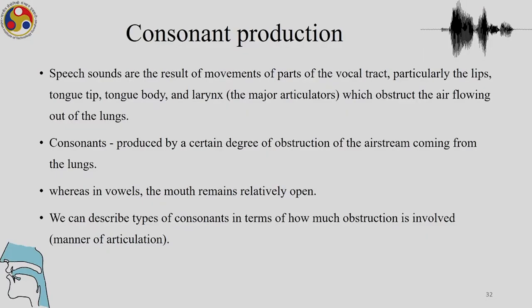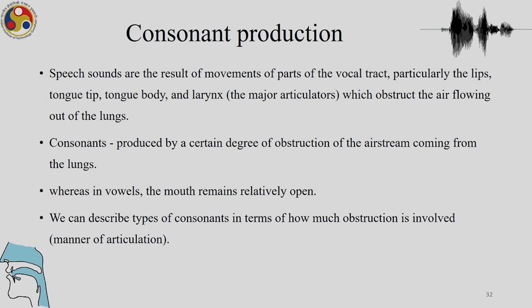Given that we have now had a brief introduction to what sound is, what we are looking at when we look at speech production is how phonemes are pronounced and produced, and the environment will lead to a lot of changes in the phonemes, and there will be allophones, and the surface production of the phonemes will be quite different. The ones which you see on the surface will be called phones, they will not be the phonemes. Speech sounds are the result of movements of parts of the vocal tract, particularly the lips, tongue tip, tongue body, and larynx, which obstruct the air flowing out of the lungs. And consonants are produced by a certain degree of obstruction of the airstream coming from the lungs.